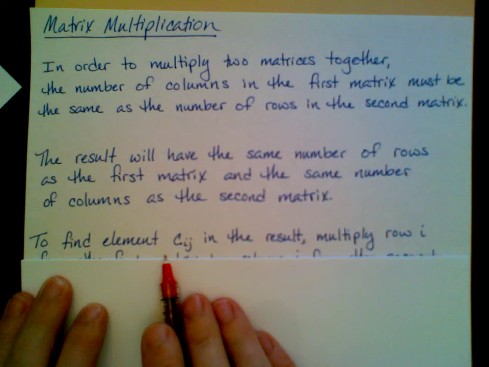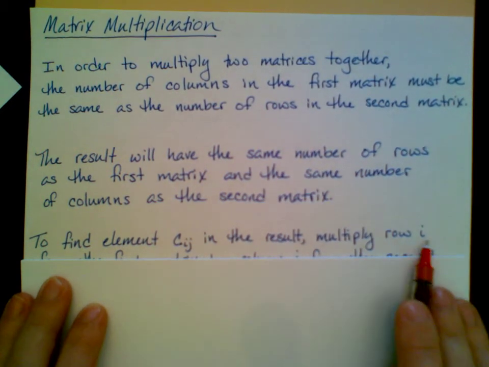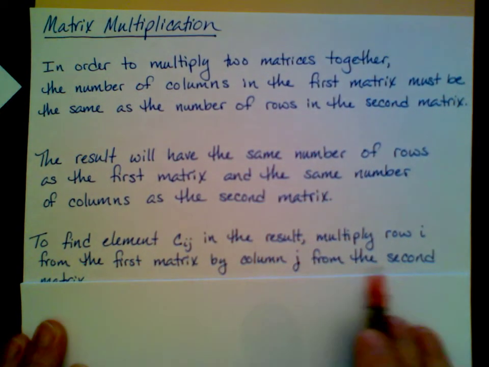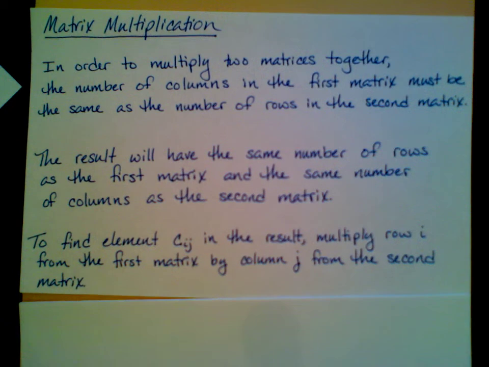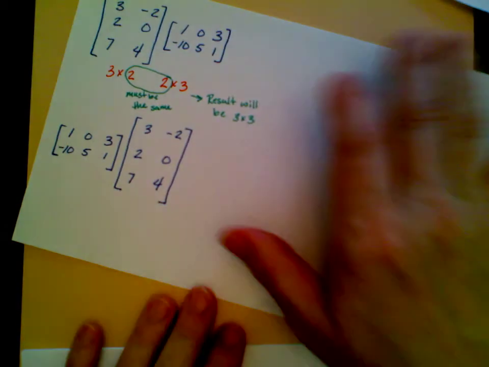So to find element C sub ij in the result, you multiply row i from the first matrix by column j from the second matrix. So now, let's actually look at that example that we just set aside.